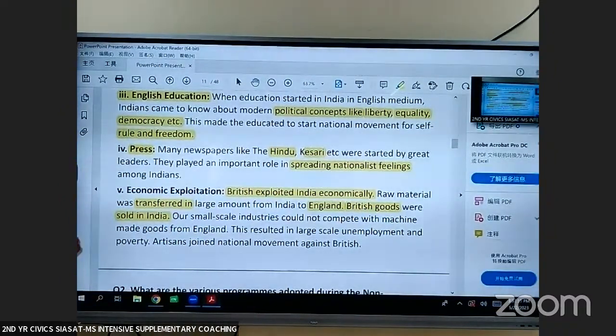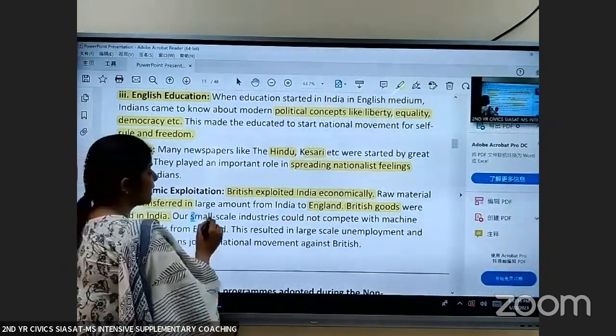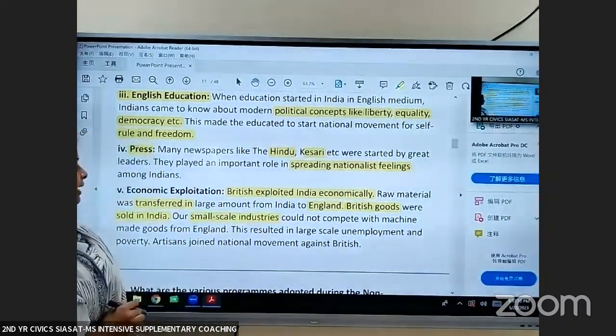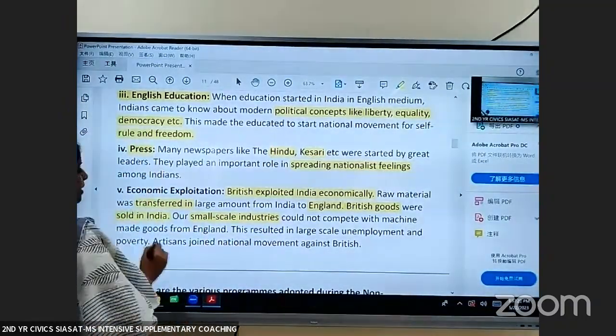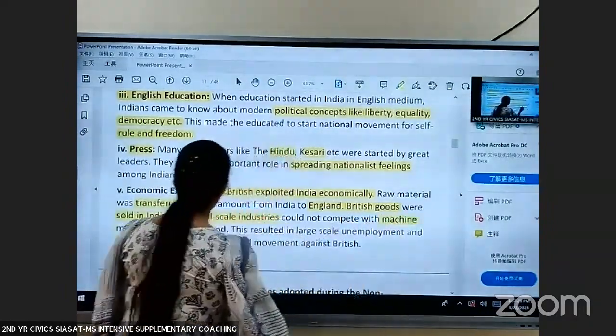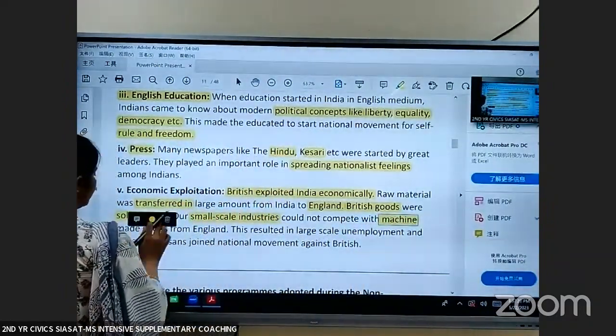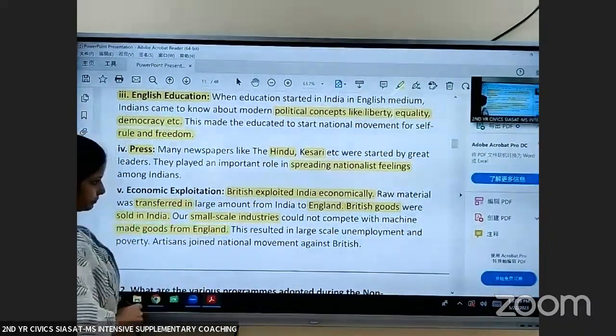This had an impact on small-scale industries. Our small-scale industries could not compete with the machine-made goods from England.